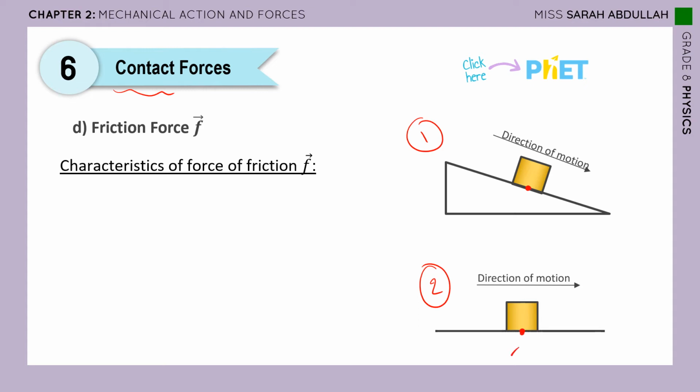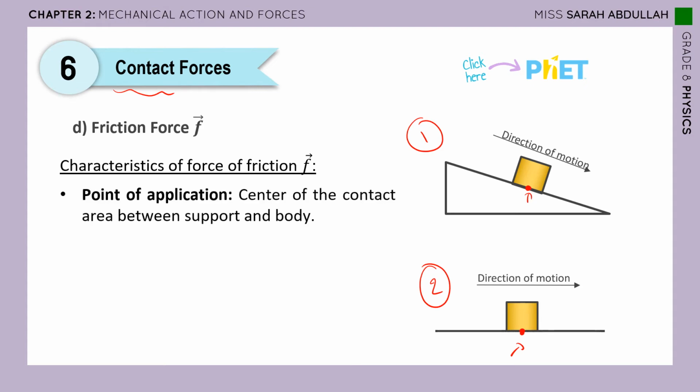Okay, it is the red point right here. This is the point of contact. Great. So it is the center of the contact area between the support and the body. All right, same point as that of the normal reaction. All right. Now how about the line of action? The line of action, we saw it in the simulation.